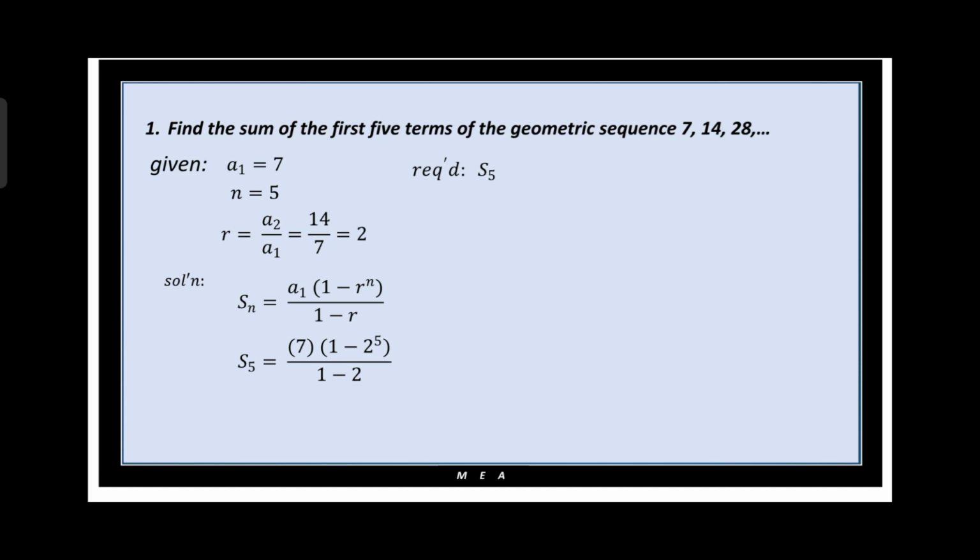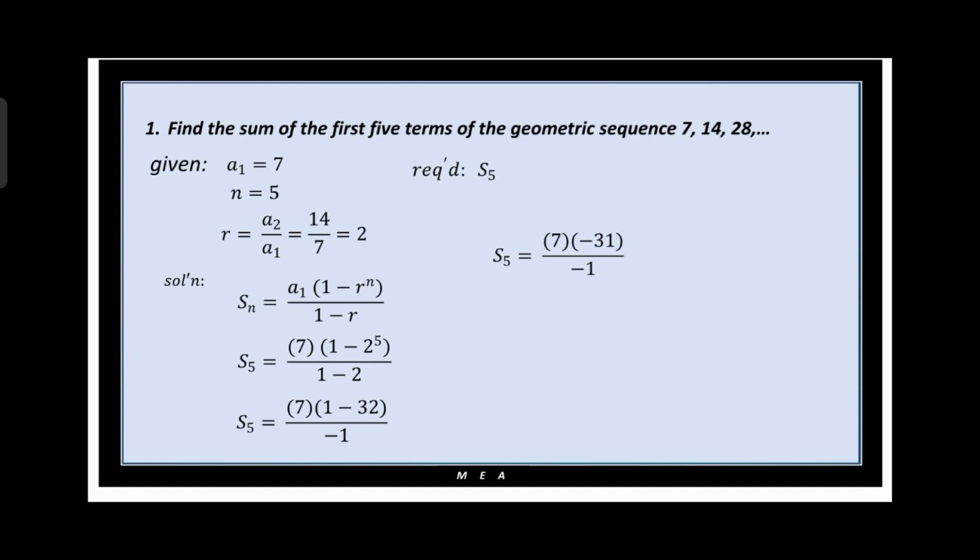over 1 minus 2. So, yung 2 raised to 5 is the same as 2 times 2 times 2 times 2 times 2, and that is equal to 32. Okay, so simplifying more, S sub 5 now is equal to 7 times the quantity of 1 minus 32. Yung denominator natin, 1 minus 2 will be negative 1. Okay, and then S sub 5 now is equal to 7 times negative 31. 1 minus 32 kasi is negative 31, divided by negative 1.